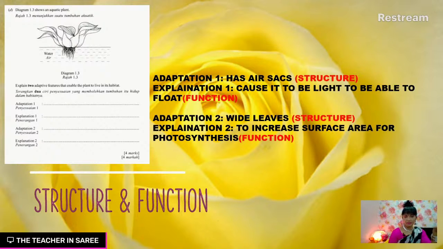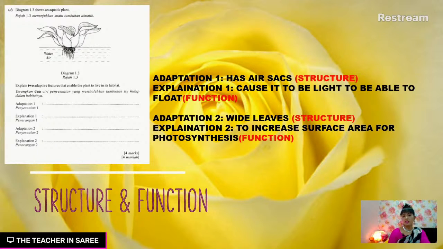For example, adaptation one: it has air sacs. That is the structure we're talking about. Not everything has air sacs, so why does this one have them? That is the structural feature. The explanation is to cause it to be light and able to float. That is the explanation.